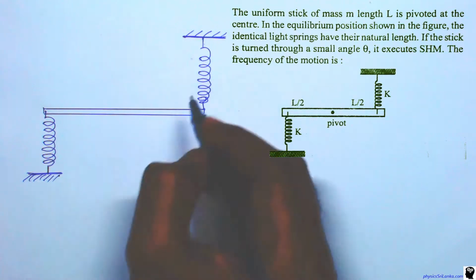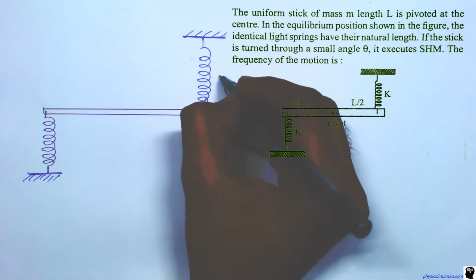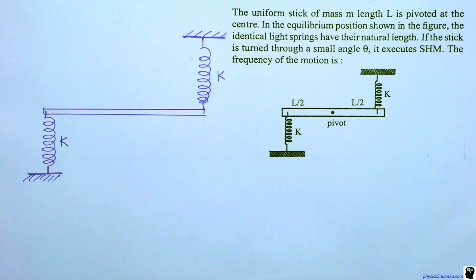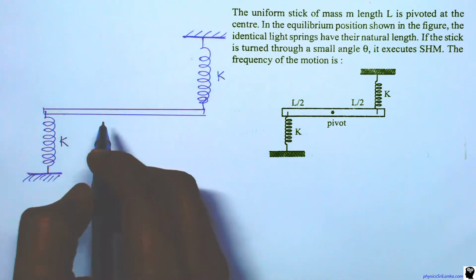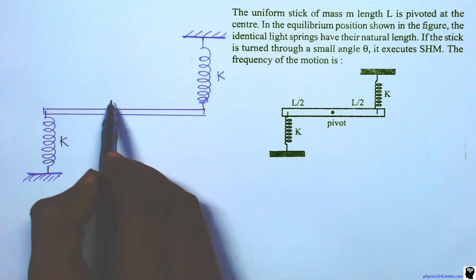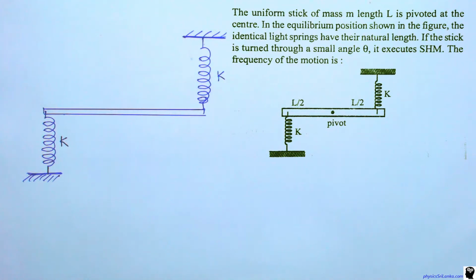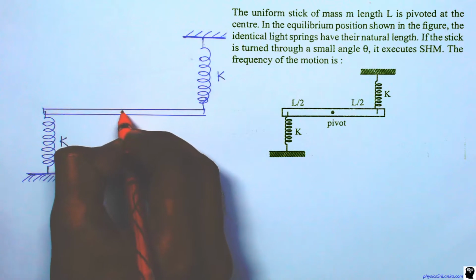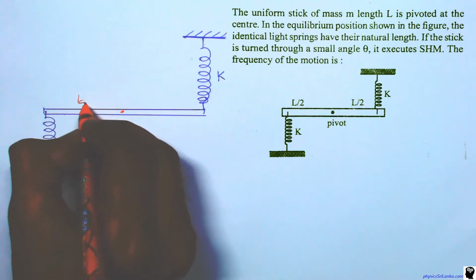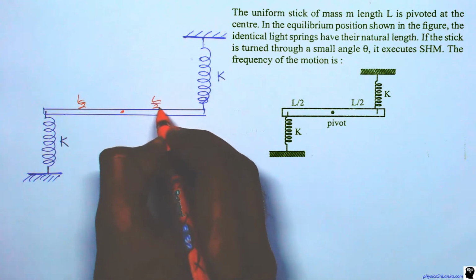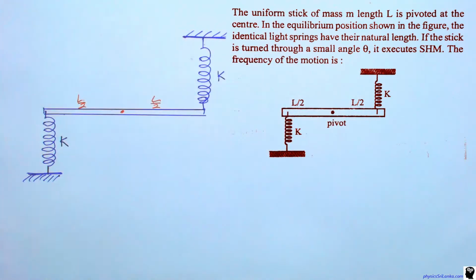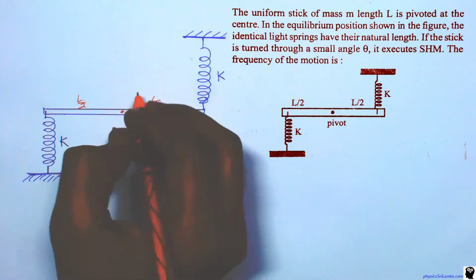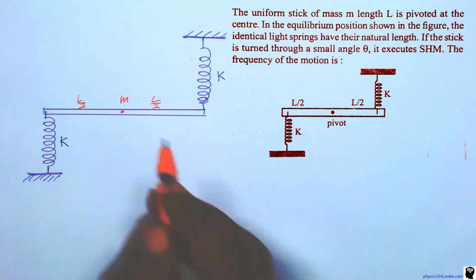like this. I have two identical springs, spring constant K, and these springs are light, they have no mass, and there is a uniform stick of mass m and length L. It pivots at the center. So this length is L divided by 2 and this also L divided by 2, so that it is free to rotate in this plane. This is the uniform rod. So where will the center of mass be? It would be the center, this pivot point.